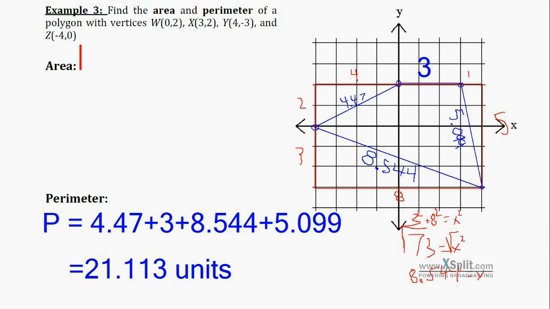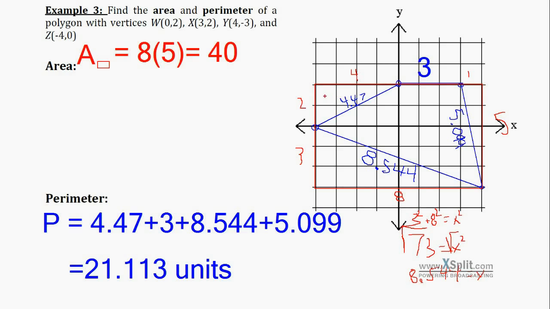Let's find the area of the whole rectangle. All right, the area of the rectangle, and by that I mean the red rectangle. This whole red rectangle is about 8 by 5. It's an 8 by 5, which is going to be 40.